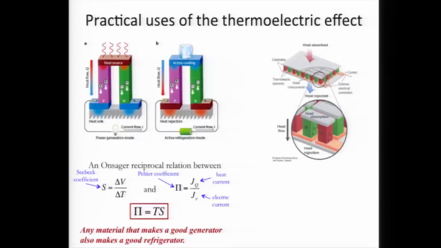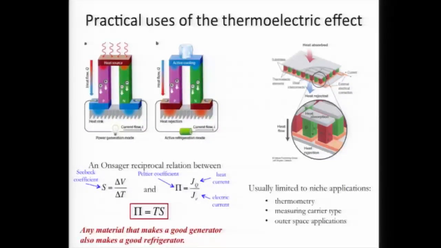Now, if you want to make something practical, you make many of these junctions and you pile them up in some stack. And in principle, this is a way to make a good solid state refrigerator or heater or generator with no moving parts. Now, the problem is that this effect is very nice, but it's usually very small in magnitude. And because of that, it gets limited to sort of niche applications. Things like making a good thermometer. So this is the way to make a cheap thermometer.